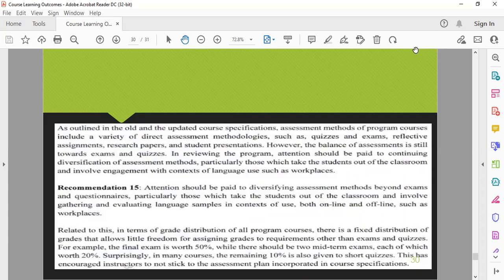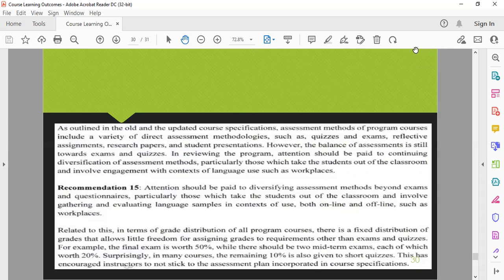This is what we write in the course specification. This is how we are going to assess our courses: by quizzes, by exams, by reflective assignments, by research papers, though this is quite ambitious at the undergrad level, and student presentations. However, and this is the problem, the balance of assessment is still towards exams and quizzes. They have looked at what we practically do. We only do quizzes and exams, but the things we mentioned, like reflective assignments, research papers or tasks, or student presentations, I think maybe we don't do this.